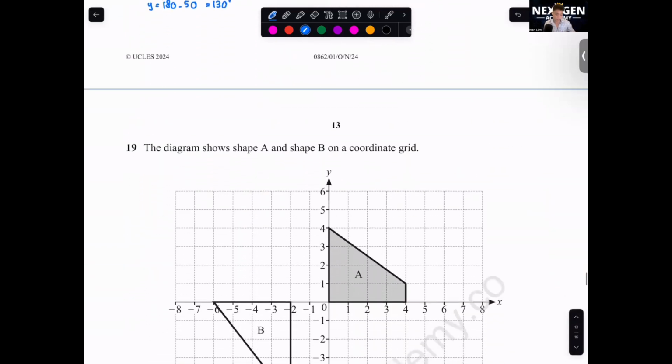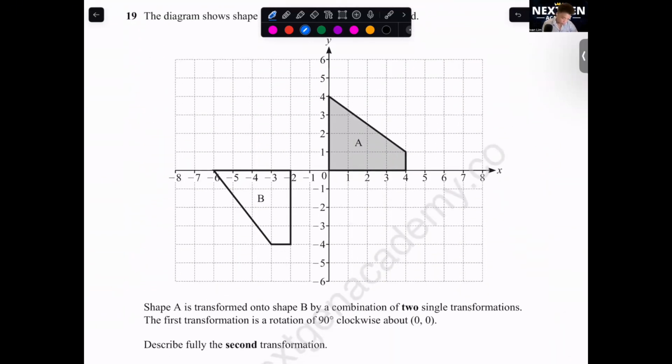Okay, next one. Question 19. Shape A is transformed onto shape B by a combination of two single transformations. The first transformation is a rotation of 90 degrees clockwise about 0, 0. Describe fully the second transformation. What we need to do for this is sketch out the first transformation first, meaning where exactly is the rotation of 90 degrees about 0, 0. You know how to draw it out? If we were to draw it, it'll be like this. This is the first transformation.